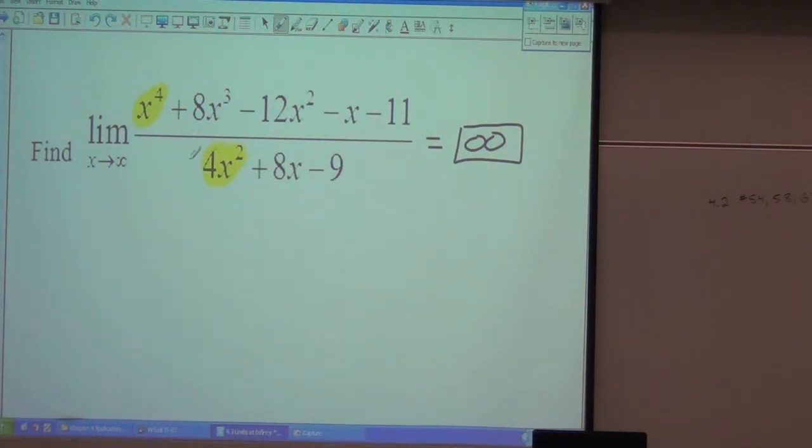Now, guys, what if this said x goes to negative infinity? Would that change the answer? Because a negative number raised to the fourth is positive, a negative number squared is positive. Right? But what if this was a 3 and that was a 3? Nope. Then you'd have a negative divided by a negative, which would make it positive.